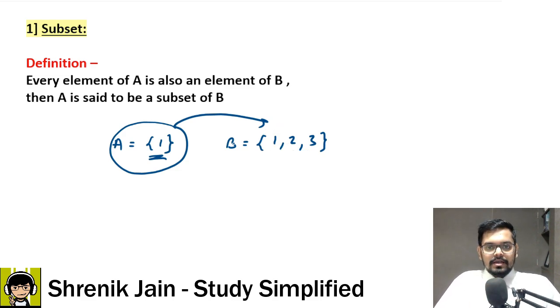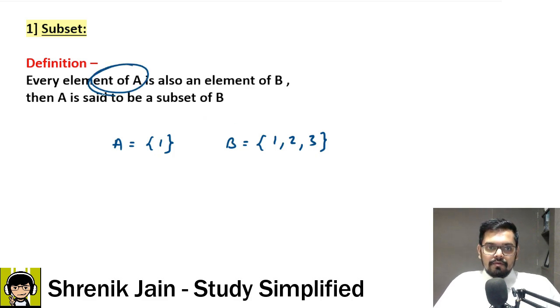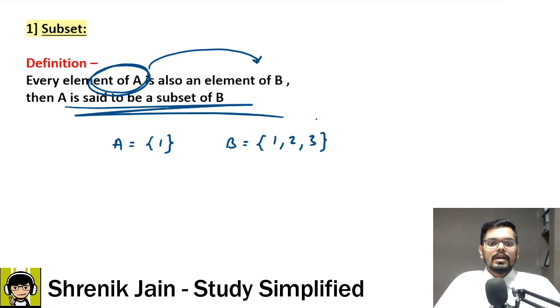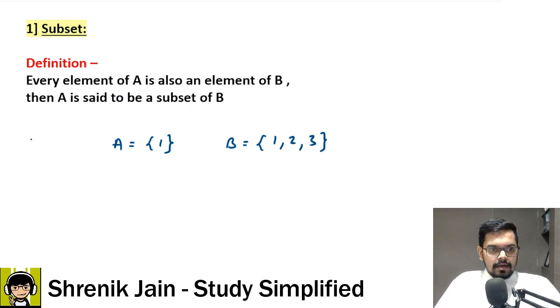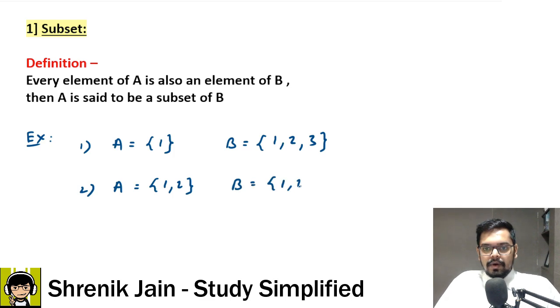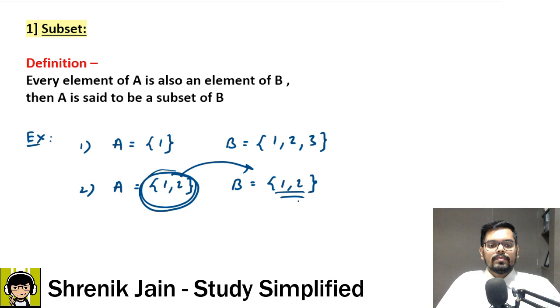Okay, what is the definition of a subset? If every element of A is present in the set B, then A is called a subset of B. For an example, I will take one more example. Let us say set A has elements 1, 2 and set B has elements 1, 2. Then can I say A is a subset of B? Definitely, sir, because every element of set A is present in B. Check it out, 1, 2, here also 1, 2. So every element of A is there in B, therefore A is known as a subset of B.